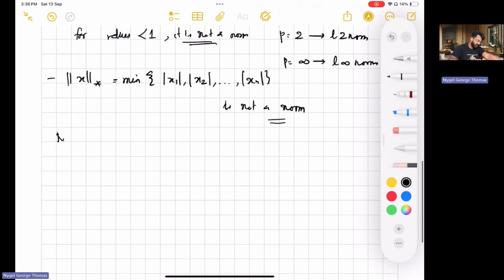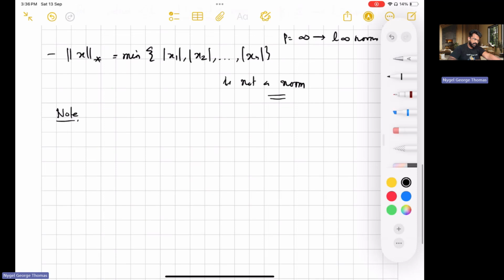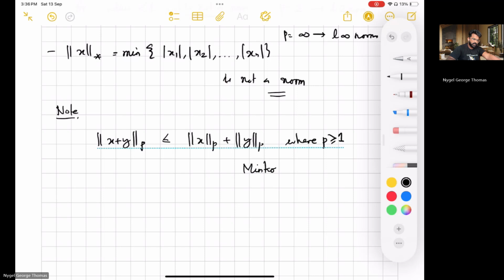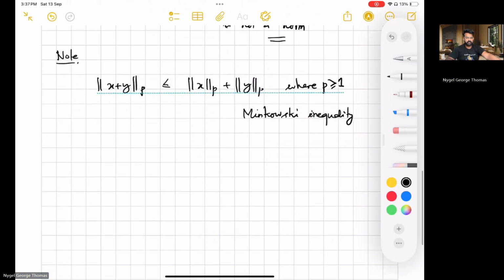One more note is the triangle inequality for the p norm: the p norm of x plus y is less than or equal to the p norm of x plus the p norm of y, where p is greater than or equal to 1. This is known as the Minkowski inequality.